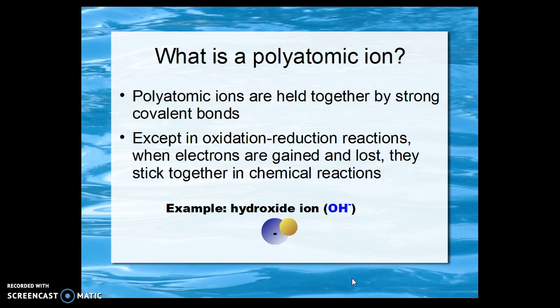Polyatomic ions are held together by strong covalent bonds, and except when electrons are gained and lost, as in an oxidation-reduction reaction involving the polyatomic ion, the atoms of the polyatomic ion do not separate. They stay together in chemical reactions.